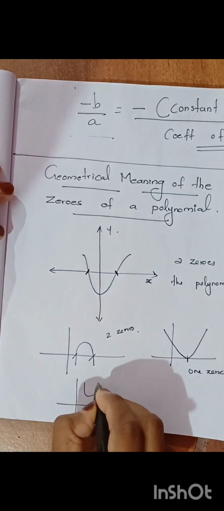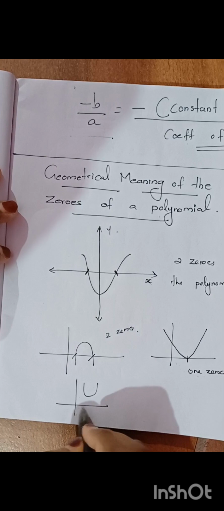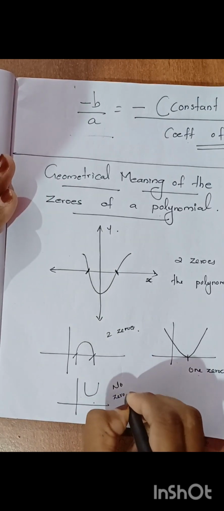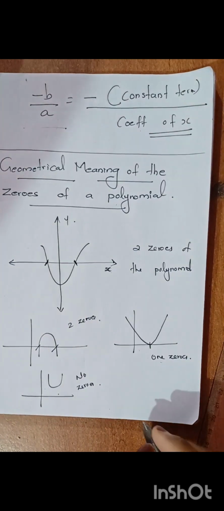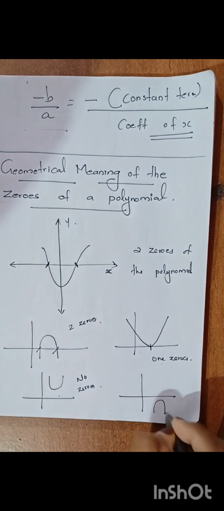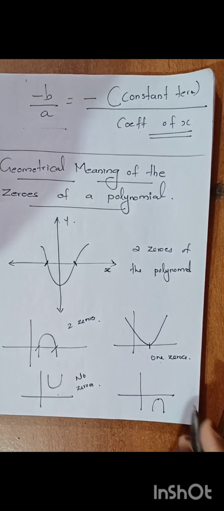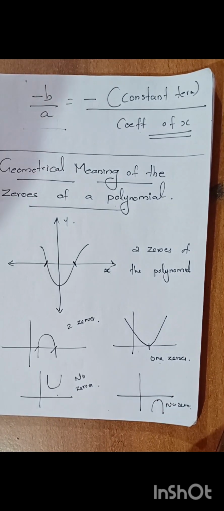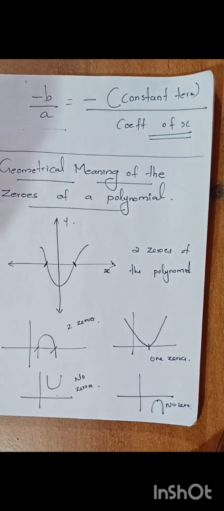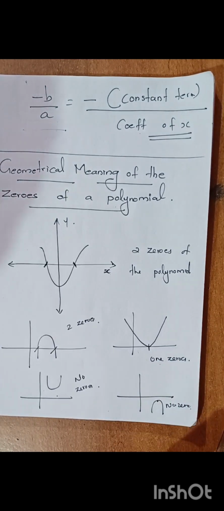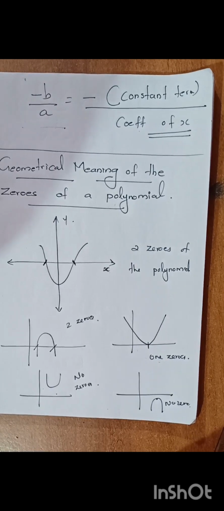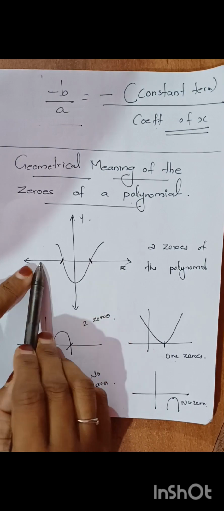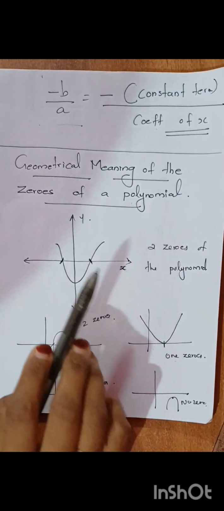And if the graph is like this, it is not intersecting the x-axis at any point, that means no zeros. And if it is like this one also, it is not intersecting the x-axis, that means here also no zeros will be there. So from the graph you have to find out the number of zeros of the polynomial, and you have to check at how many points it is intersecting the x-axis, and you have to count that.